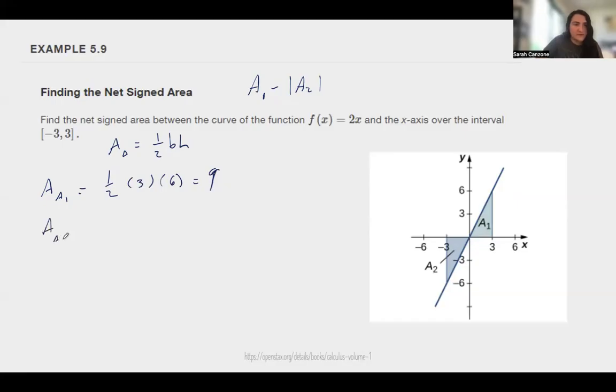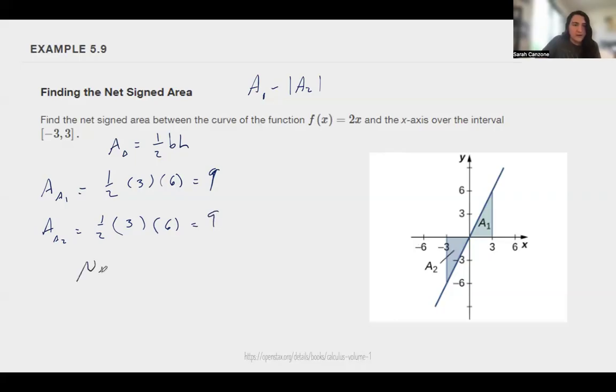What about the area of A2? Well, let's consider this to be positive. So this is 1/2. Now the base is 3 because here we're considering distance. So distance is going to be positive. We're not going to be considering where it lies on the x-axis. The distance of the height looks like 6. So once again, 3 times 6 is 18, divided by 2 is 9.